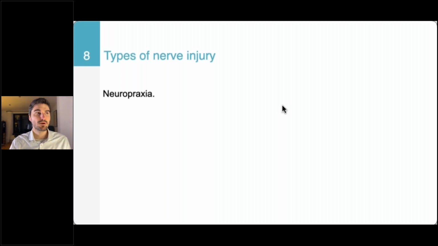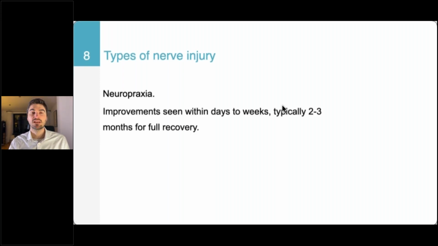So neuropraxia is the most mild form of nerve injury, and we see improvements within days to weeks. So typically 2 to 3 months for full recovery. So that's 2 to 3 months once you've removed the insult.